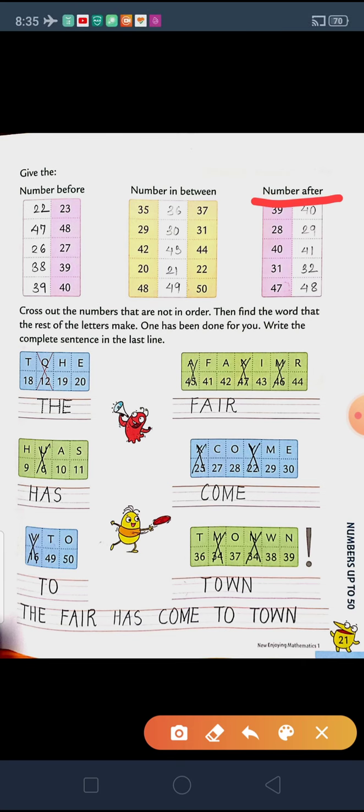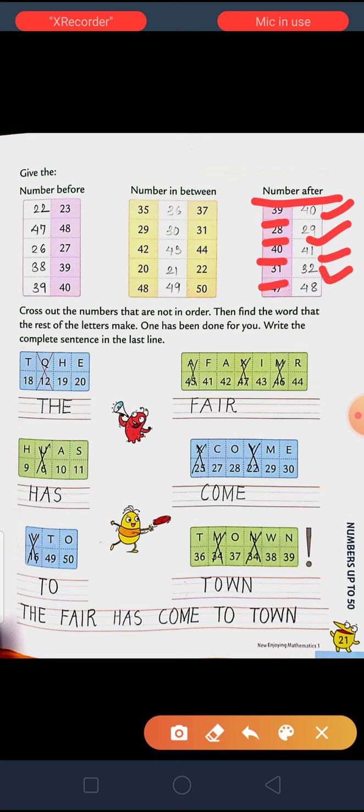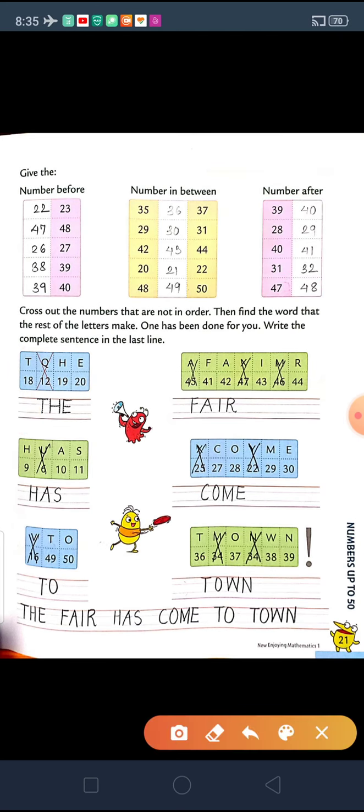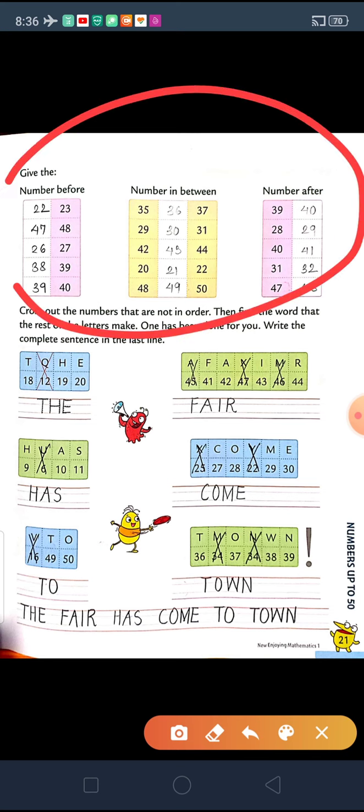Then after numbers means which comes after 39. After 39 comes 40. After 28 comes 29. After 40 comes 41. After 31 comes 32. After 47 comes 48. Like this you will complete this question.